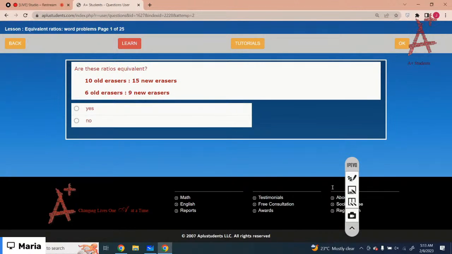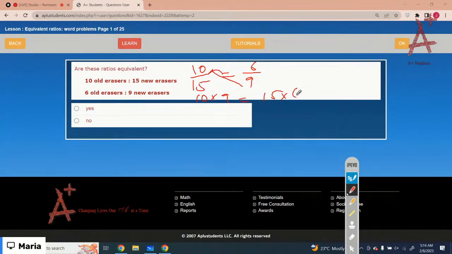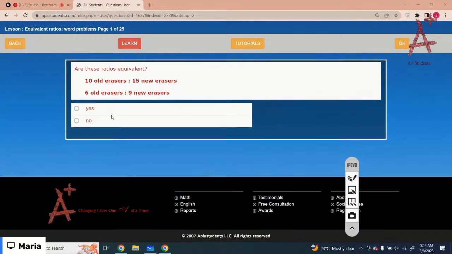Okay. Are these ratios equivalent? 10 old razors to 15 new razors. So it would be 10 over 15. And the second one is 6 old razors to 9, so it would be 6 over 9. Got it? Just do cross multiplication. You have to do 10 times 9 and 15 times 6. 10 times 9 is 90 and 15 times 6 is 90. So the cross product is equal. That means the fractions are equivalent. The correct option is yes, they are equivalent. Got it? So the correct option is yes.